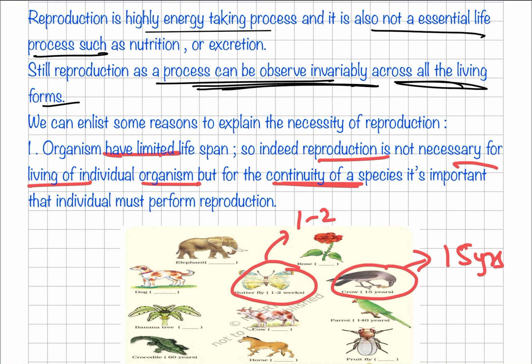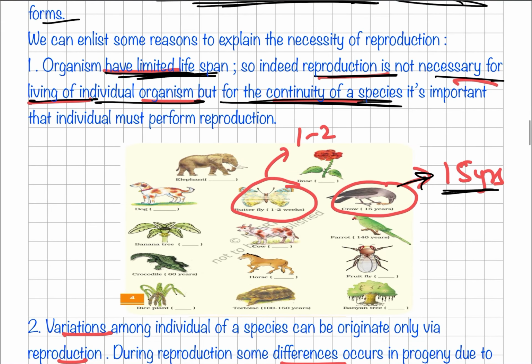First, organisms have a limited lifespan. Indeed, reproduction is not necessary for the living of an individual organism, but for the continuation of a species, it is important. For example, this crow lives for 15 years. After 15 years, this crow will die. But for the continuation of the crow species, this crow must reproduce so that its species will continue for the upcoming decades. So for the continuation of a species, organisms must reproduce.